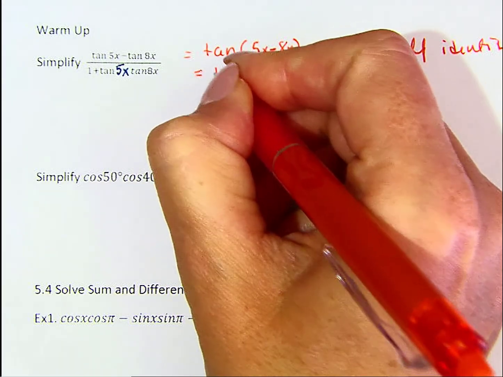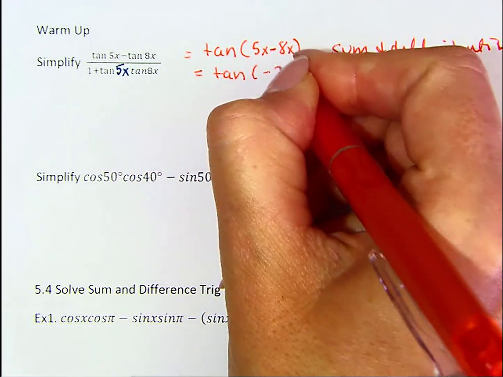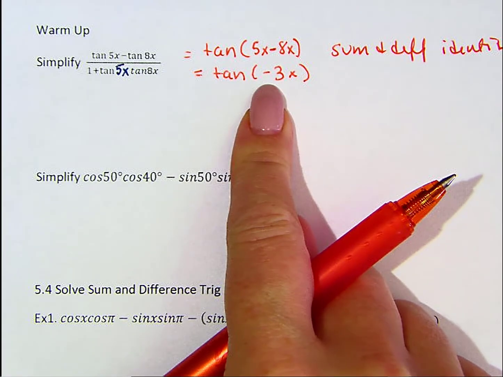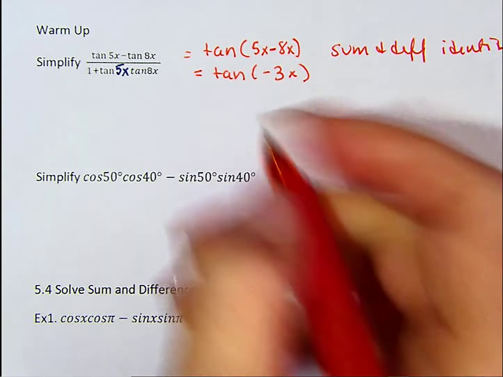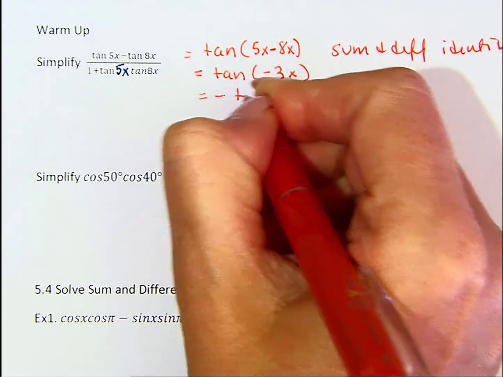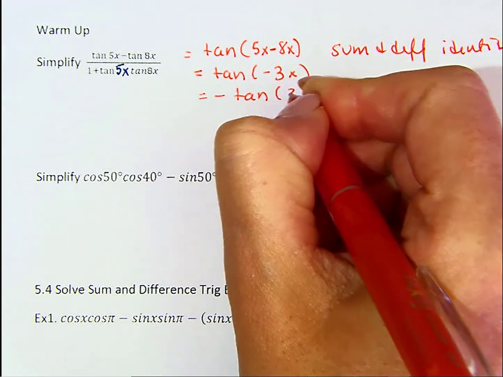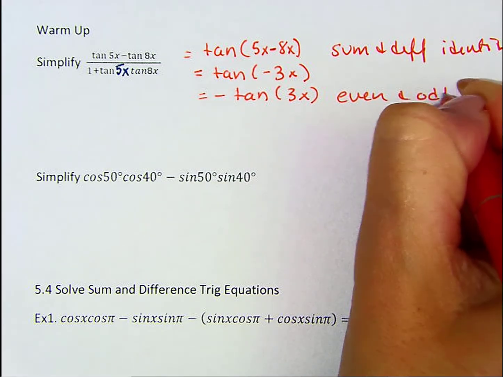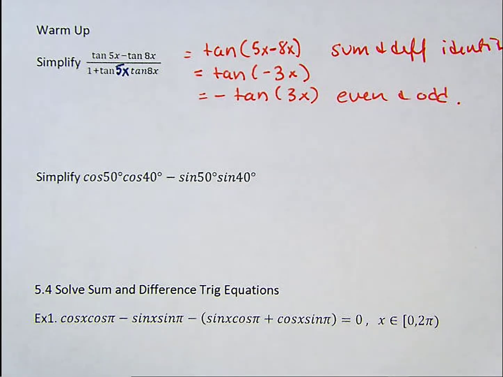And then we will simplify what's inside the parentheses. And we don't leave a negative inside, so we'll use our even and odd identity. And then we're done.